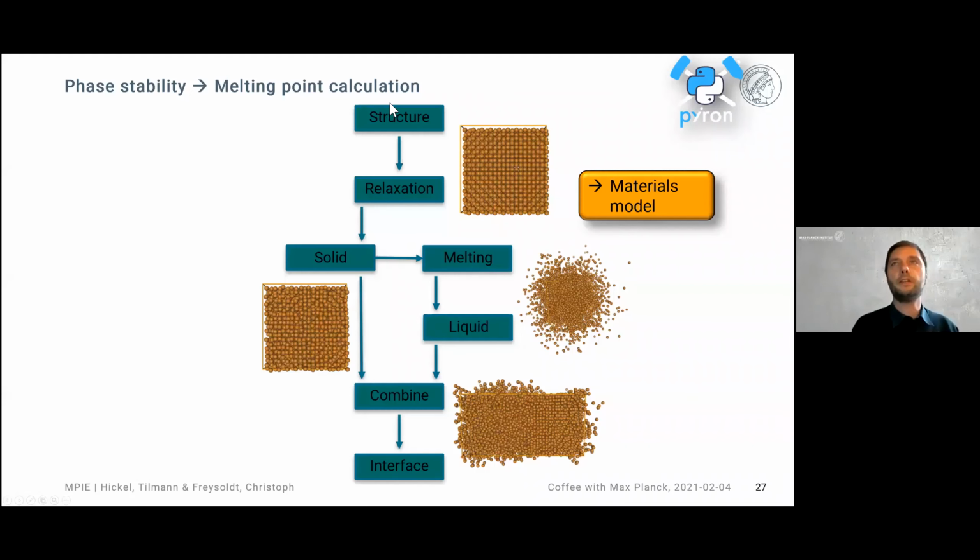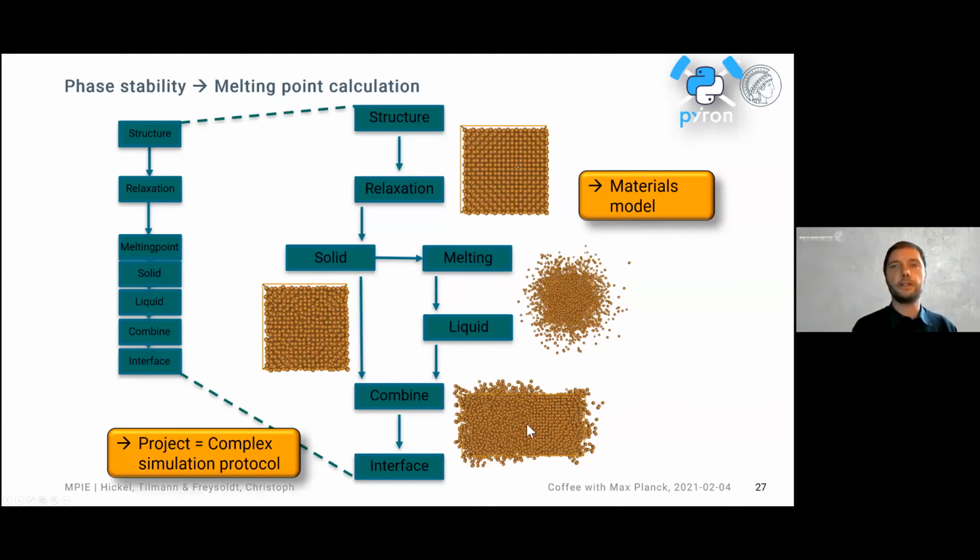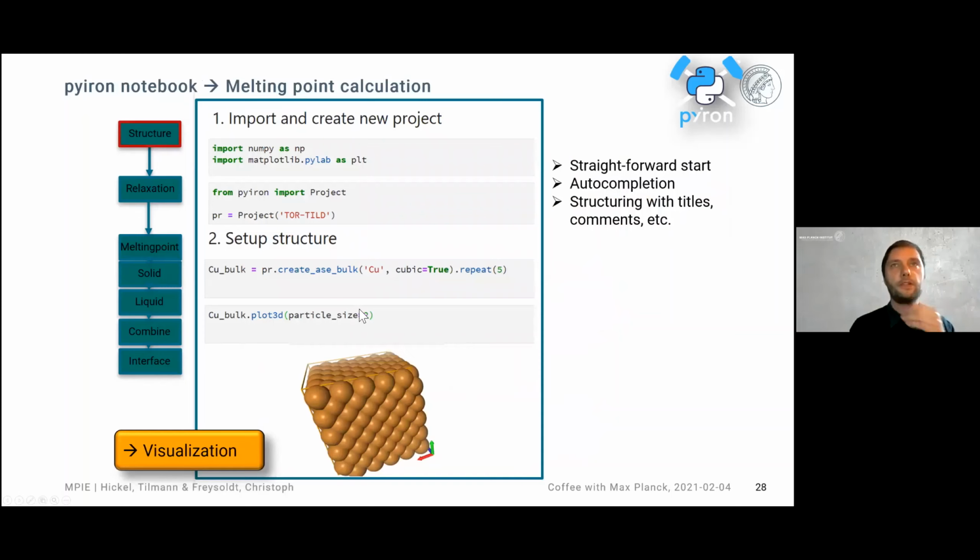So in this case, melting point calculation. For a melting point calculation, you need to handle solid and liquid together in an interface, and then see at which temperature this interface is stable. That means we have a certain workflow from the materials model point of view, how to access something like a melting temperature. I don't want to describe now the materials science so much in detail, but the notebook would then look like this.